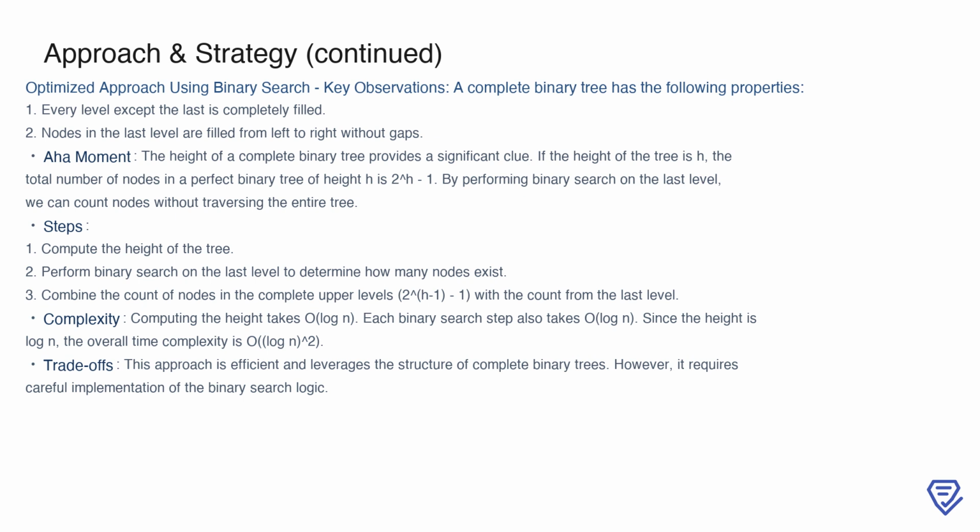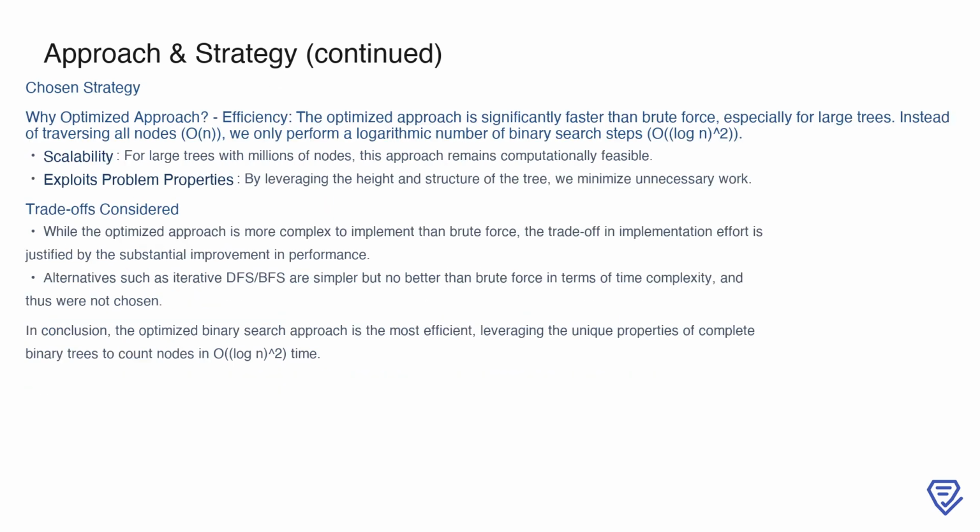This method dramatically reduces the computational effort, as calculating the height takes O(log n), and each binary search step also takes O(log n). Since the height of the tree is log n, the overall time complexity becomes O(log² n). While this approach is more complex to implement than brute force, it is far more efficient, especially for large trees. The optimized approach is the chosen strategy for solving this problem. Its efficiency makes it the clear winner, as it is significantly faster than the brute force approach.